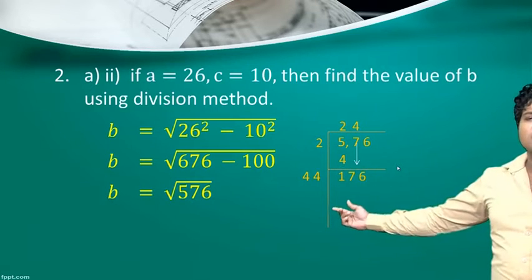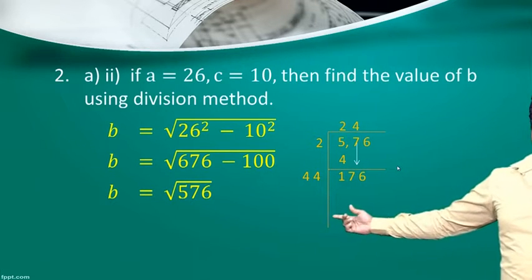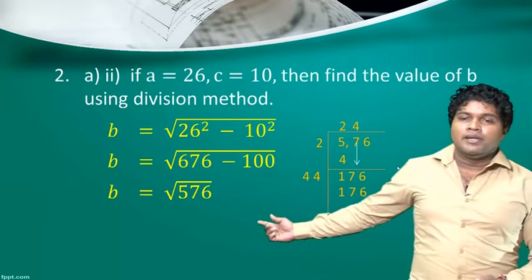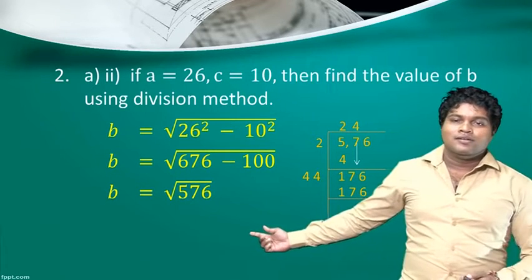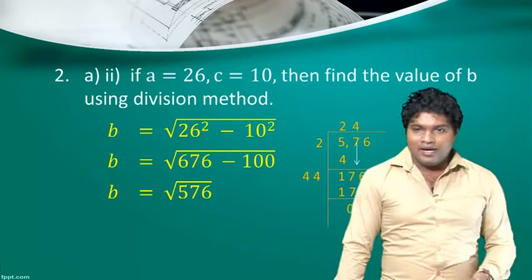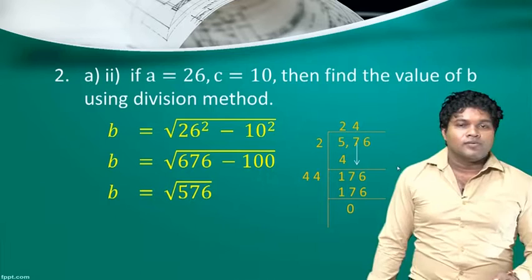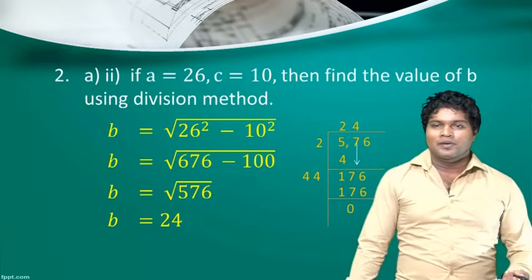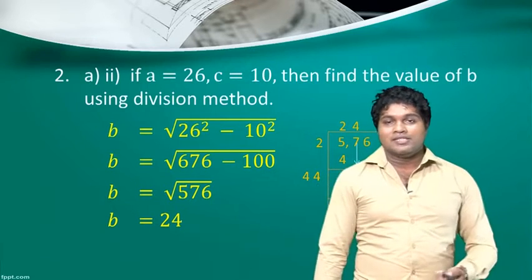That's an easy question, that's why we did it at once. Then you can see 176. When you subtract, there is no remainder, it is 0. Then what's your answer? 24, as I mentioned earlier. 24 is the answer for B. That's how. Easy question. Okay, we shall consider the next question.